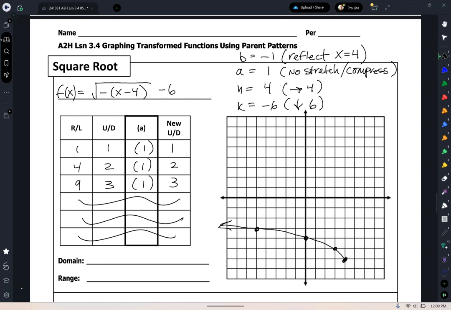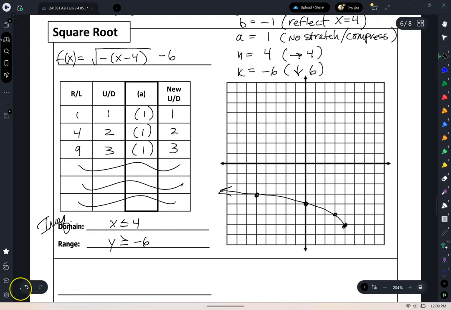Make sense? And then do your inequality. Domain and range. Okay, here's your domain and range.